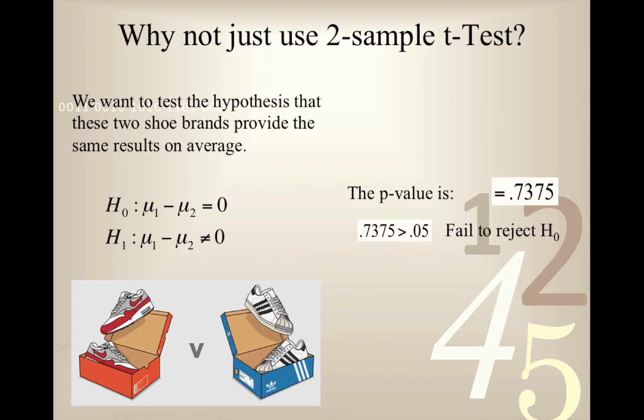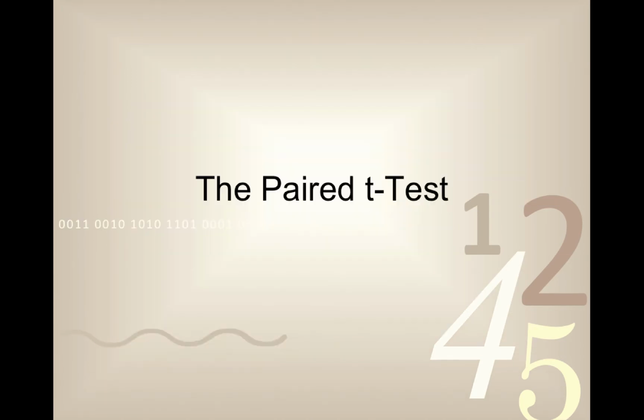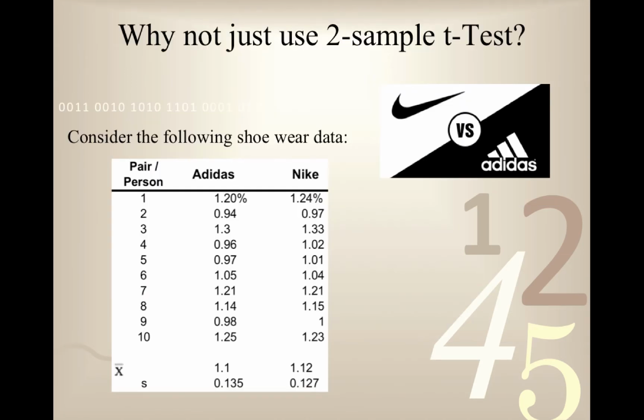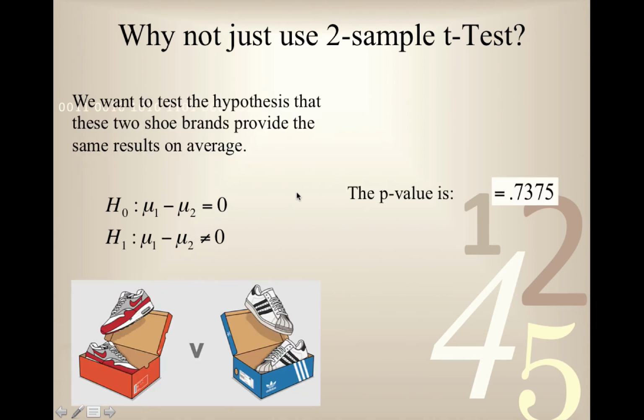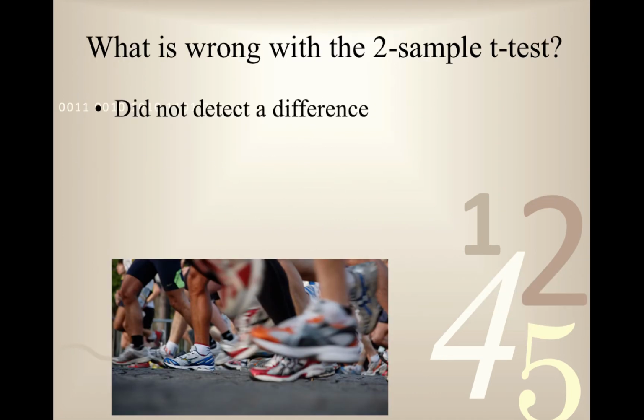Let's go back for one second. Bear with me. Let's go back to our data and think about what I'm saying. Not only are we picking up the Adidas Nike difference, so the difference may be between the 1.2% and the 1.24%, but we're also picking up the difference between person 1 and person 2. So let's think about this. Do we want the difference in how people wear shoes, or do we just want the difference between how Adidas and Nike shoes wear? So we've got a problem with the two-sample t-test.